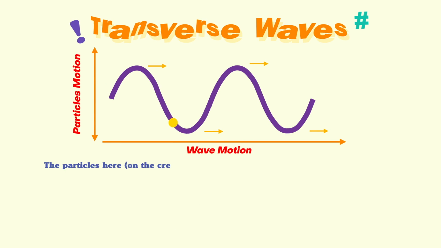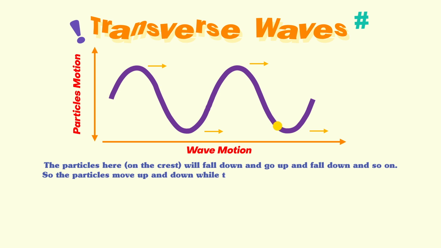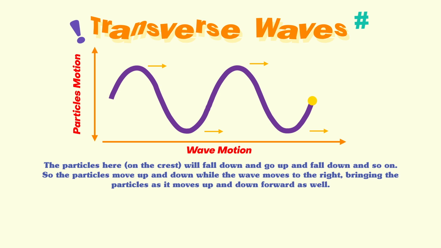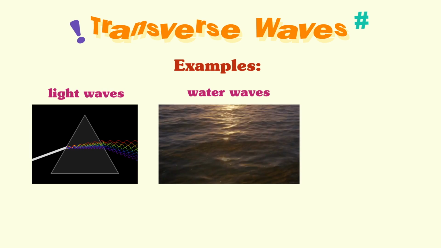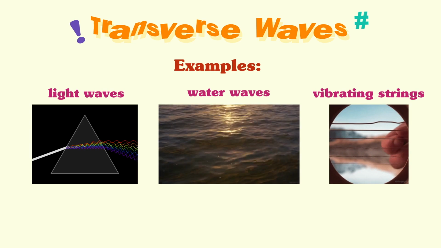The particle on the crest will fall down and go up and fall down and so on. So the particles move up and down while the waves move to the right, bringing the particles as it moves up and down forward as well. Some examples of transverse waves include light waves, water waves, and vibrating strings.